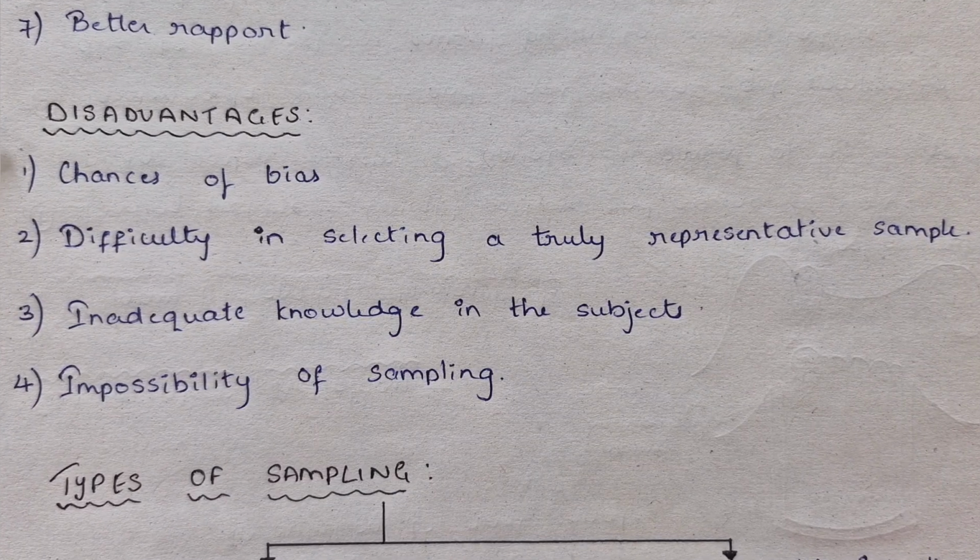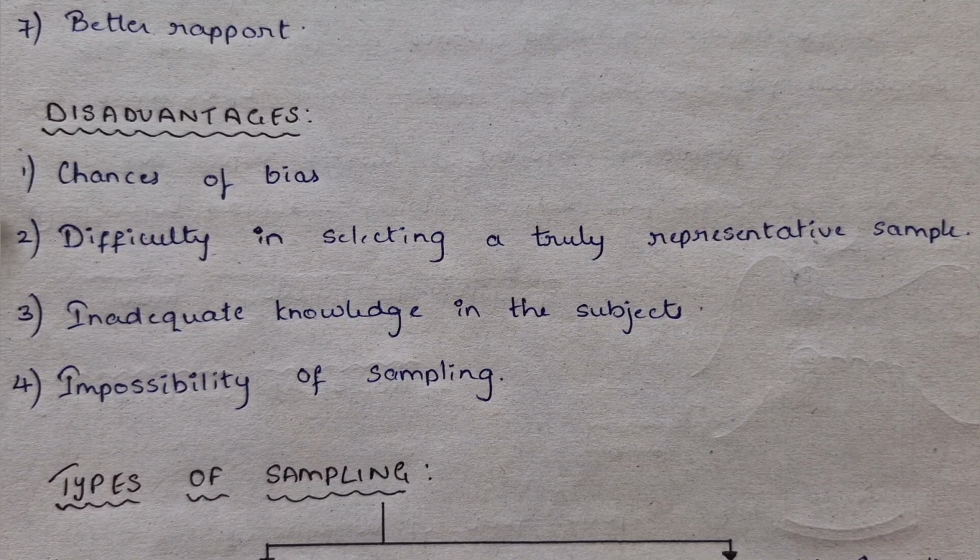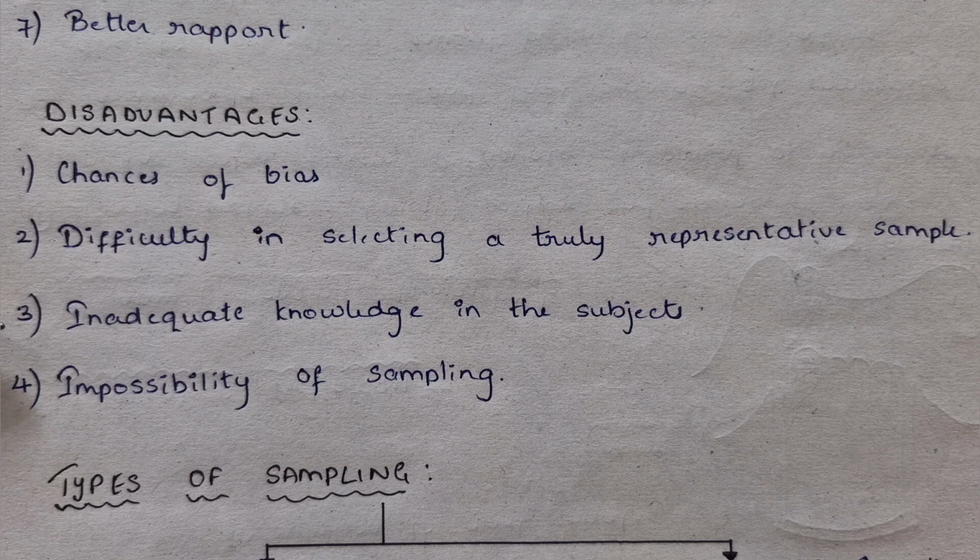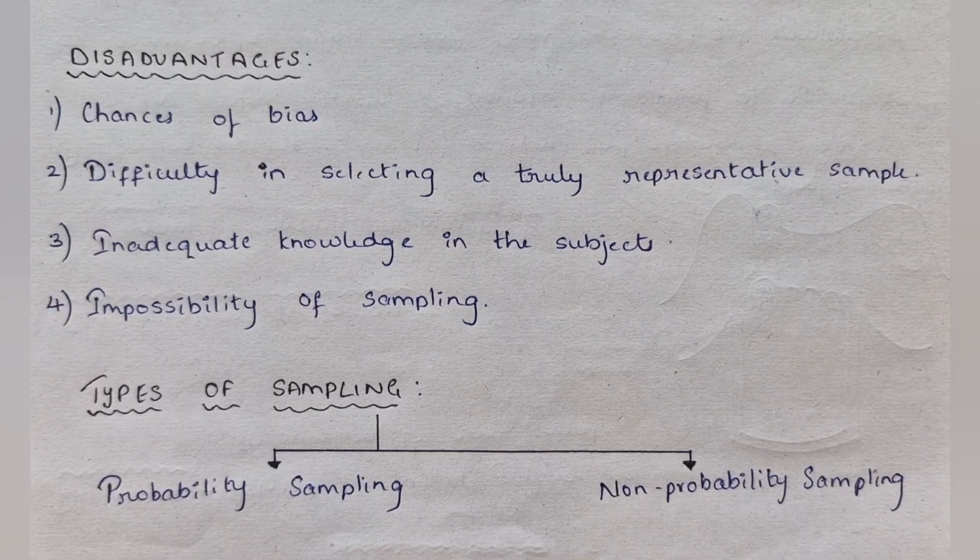Disadvantages of sampling. It includes high chances of bias. There's difficulty in selecting a truly representative sample. There is inadequate knowledge in the subjects. And there are types of sampling.